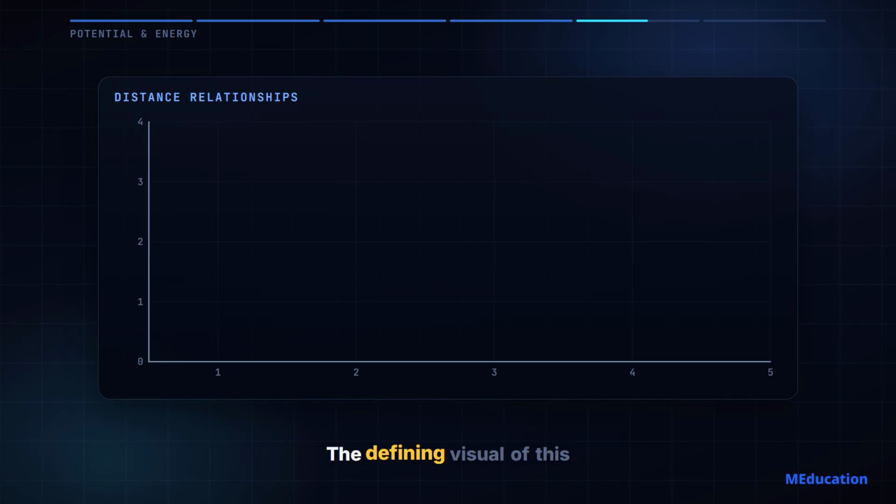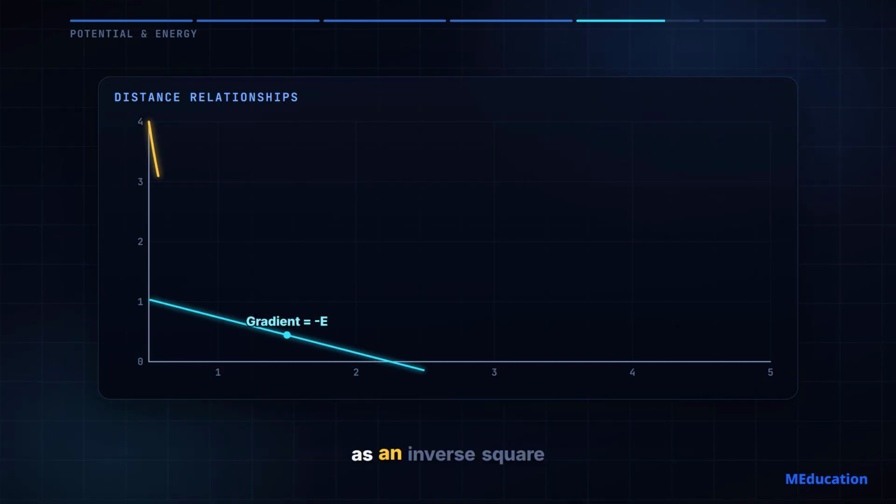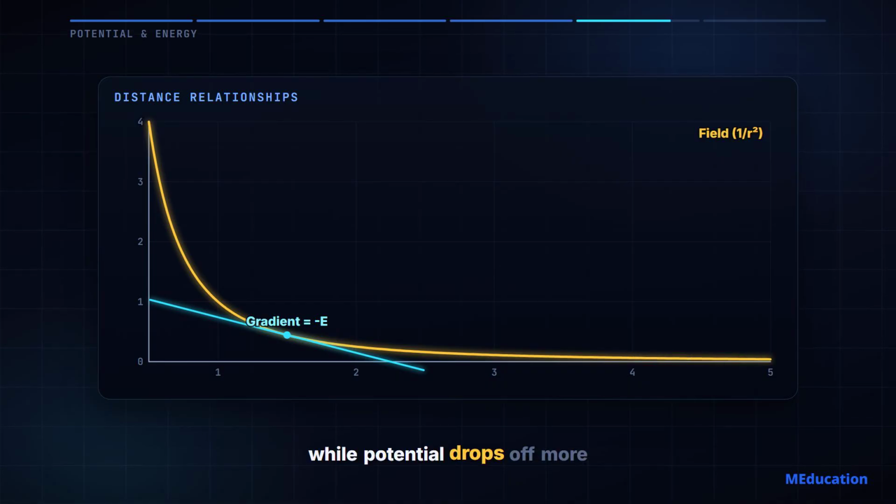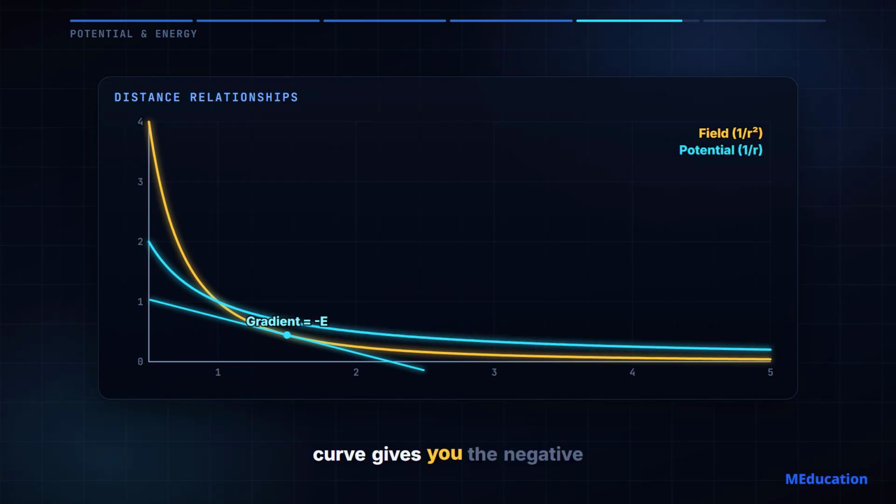The defining visual of this unit is how these quantities change with distance. Field strength drops off steeply as an inverse square, while potential drops off more gradually. The gradient of the potential curve gives you the negative of the field strength, a relationship you will be tested on constantly.